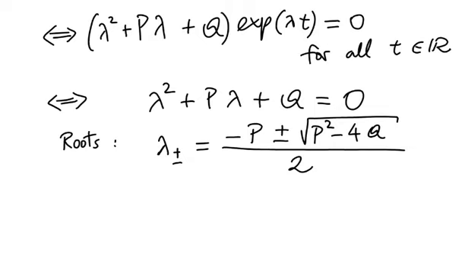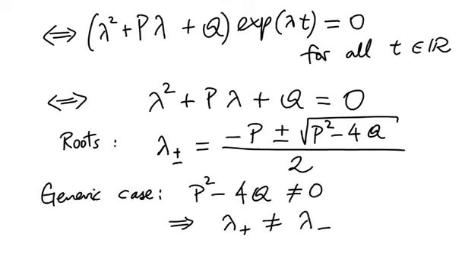In the generic case, where the discriminant p squared minus 4q is different from 0, we see that lambda plus is different from lambda minus. So you have two different roots in the generic case. We will leave the degenerate case when p squared is equal to 4q to another video.